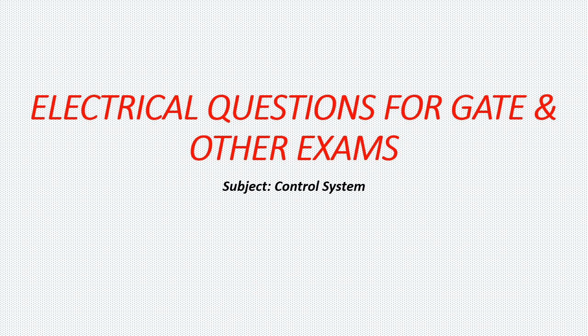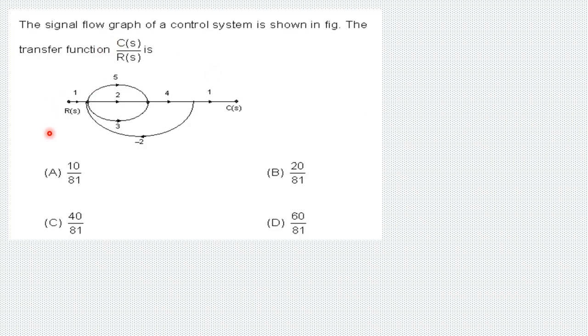Hello friends, today's question is: the signal flow graph of a system is given to us and we need to find its transfer function. This can be done with the help of Mason's gain formula. Let us see what it is.